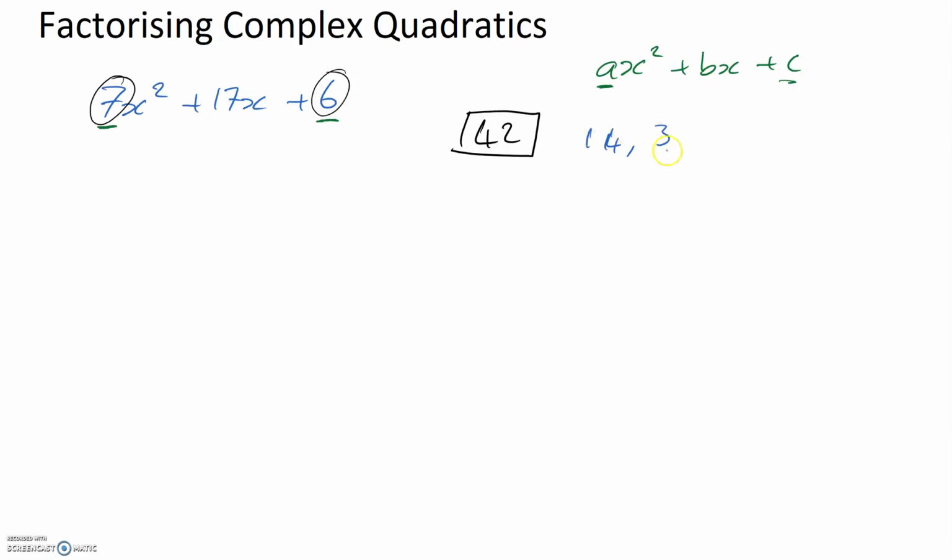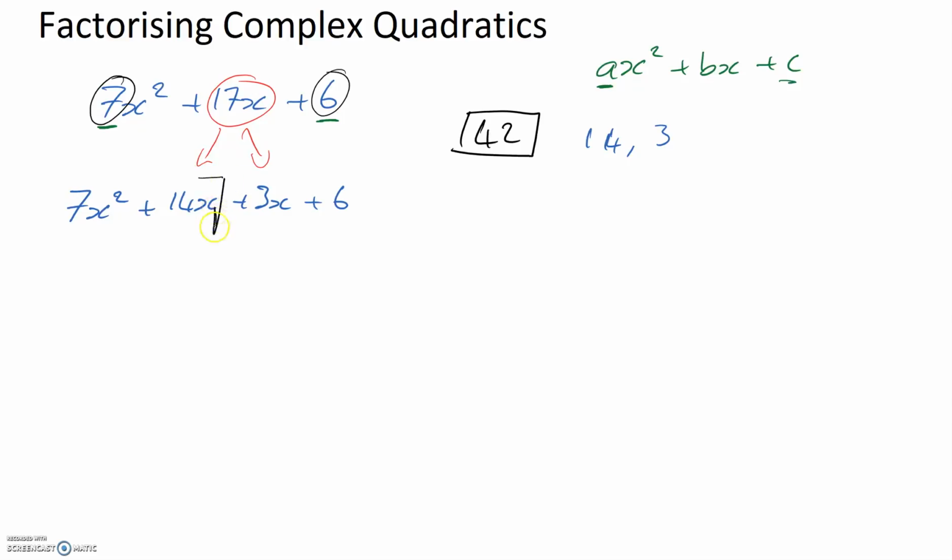So I'm going to take those two values and put them back into the original equation. So 7x squared, and then instead of the 17x, I'm going to use the 14 and the 3. So plus 14x plus 3x plus 6. Just to make it really clear, I've taken this and split it into two different terms. I've done that so it's easier for us to factorize at this point. So I'm now just going to focus on this initial section.